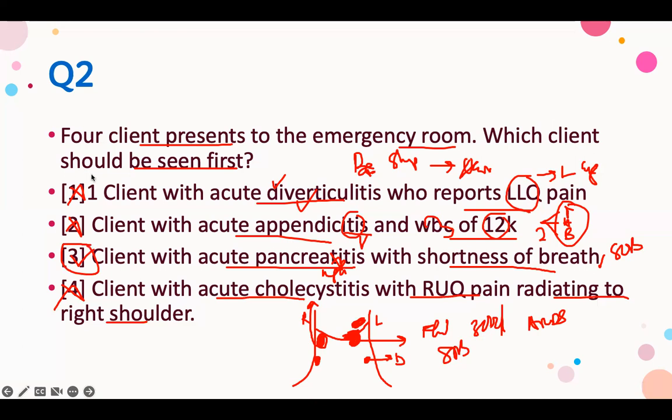If you are not being sharp, you choose something else. As an entry-level nurse, you got to be sharp. You don't have to be an expert, just sharp enough to find out something that is not right. A pancreatitis patient shouldn't have shortness of breath. That is something you need to worry about. So that patient, I'm seeing you first.